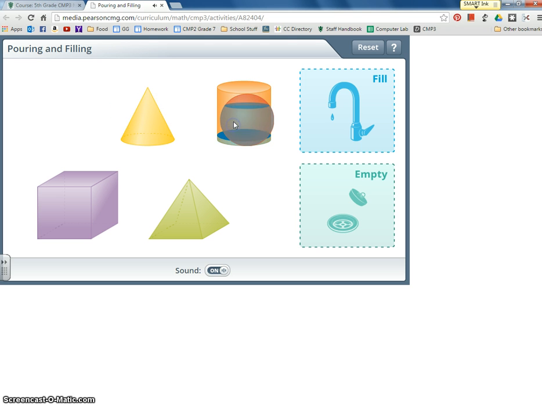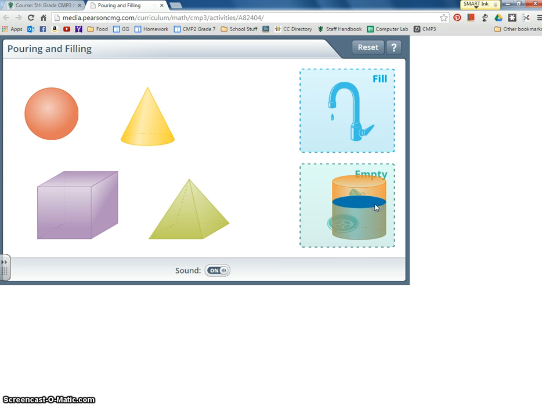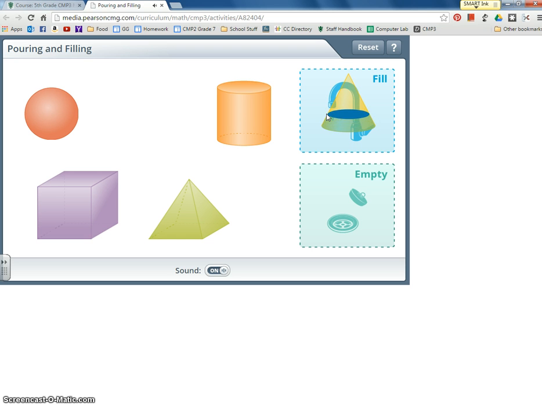Without being able to measure, it's hard to estimate, but it is about 2/3. 2/3 the volume of the cylinder is filled by the sphere. And the same thing with the cone. You can make a prediction now. The cone will fill, how much do you think?